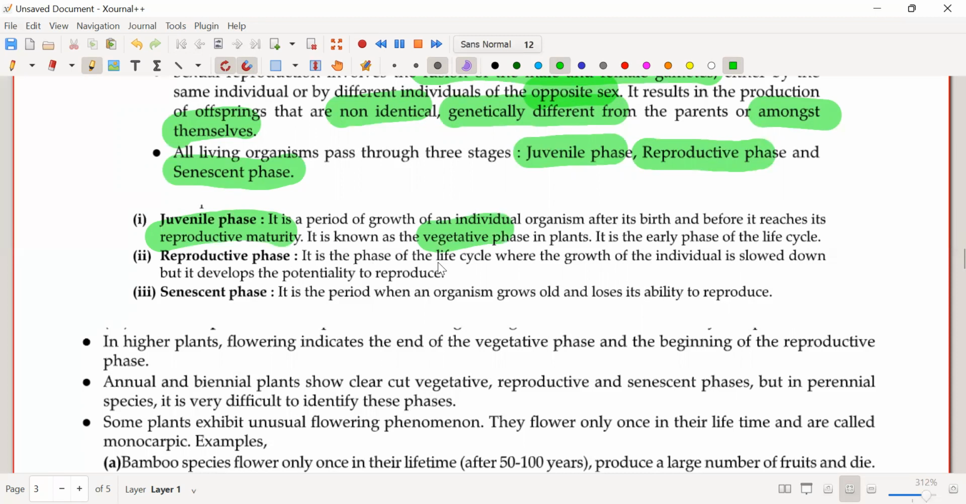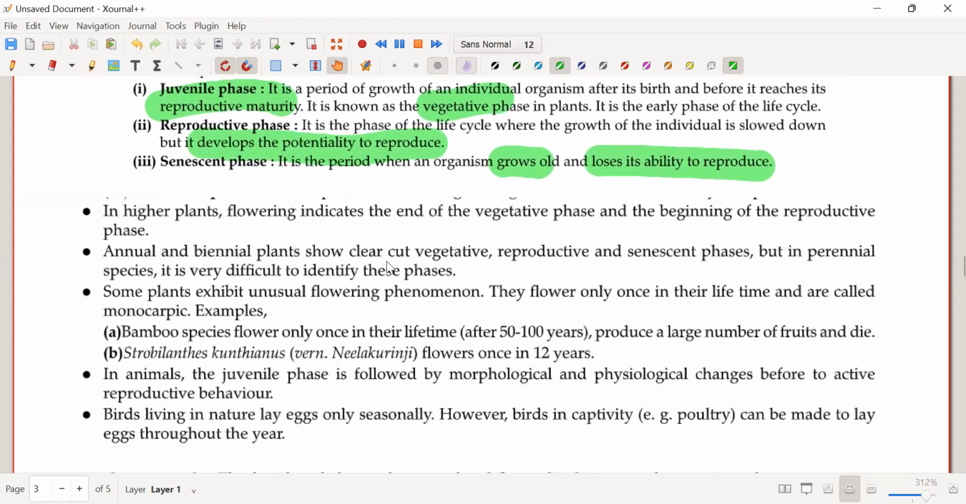Reproductive phase. In this phase of the life cycle, the growth of the individual is slowed down, but it develops the potentiality of reproduction. Senescent phase. This is the period when the organism grows old, loses its ability to reproduce. All right. In female, it is also known as menopause. All right. After that, menopause.